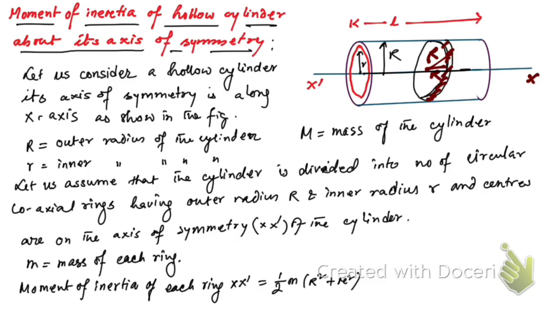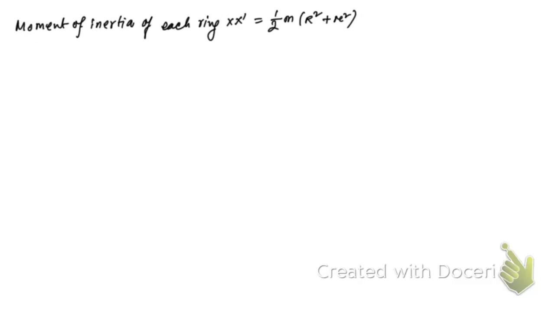So in order to obtain the moment of inertia of this cylinder, we have to add the moments of inertia of all the rings. Let me copy the last line and go to a new slide. So here is the new slide. Now you see, this cylinder is divided into a large number of rings. So if we add the moment of inertia of all the rings, then we are going to get the moment of inertia of this cylinder, right?